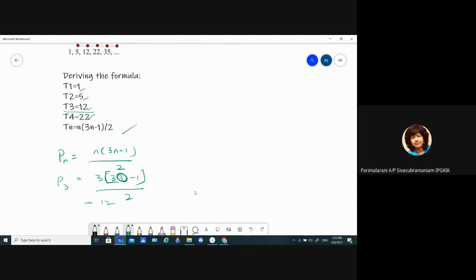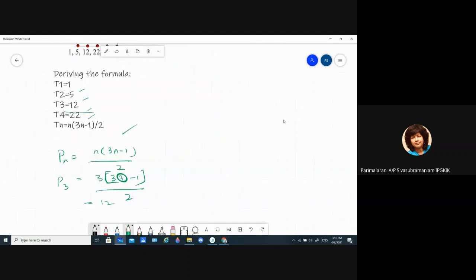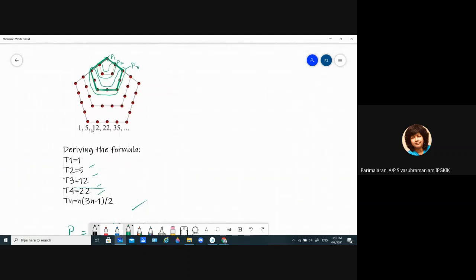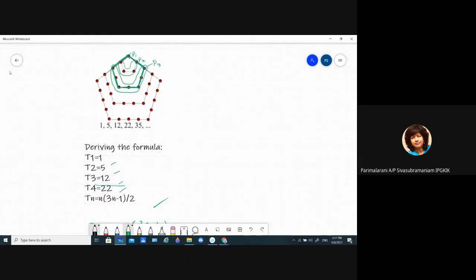But how do we get this formula? It is not easy to derive this formula just from the sequence. Just looking at the sequence, I don't know if we can derive it. So let's see how we can derive this formula.